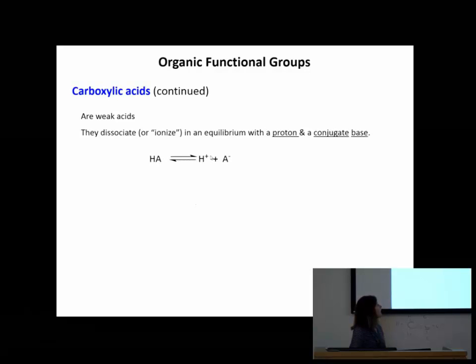But what if I take a look at the reaction this way? Because the arrow goes this way as well. Then this is accepting a proton to produce an acid. What accepts a proton? A base. So a definition of an acid is a proton donor. A definition of a base is a proton acceptor. So here we have the acid, HA, a weak organic acid, and A minus is going to be the conjugate base. We'll talk about that in a little bit.